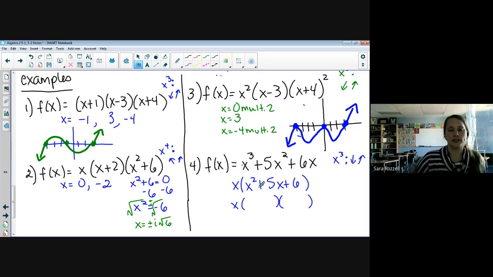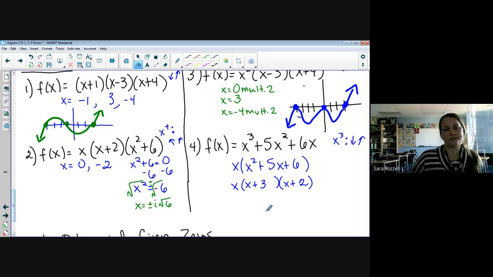Now you just factor what's left in parentheses. What 2 things multiply to 6 and add to 5? Three and 2? Yeah. Okay. So we factored it, and now we're going to write down our solutions.